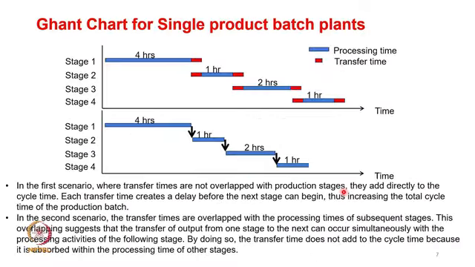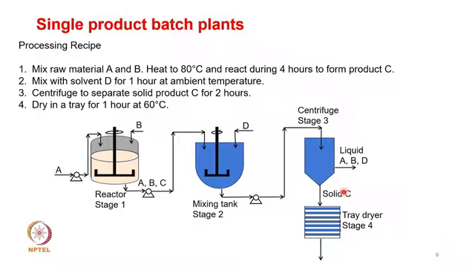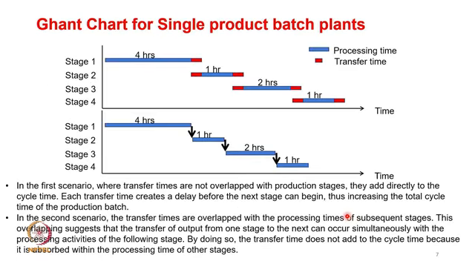Okay. So, let us see. You have 4 stages here. Stage 1 is the reactor, stage 2 is mixing, stage 3 is the centrifuge, and the 4th stage is of course the drying. And we have the time for each of them. First is 4 hours, second is 1 hour, next is 2 hours, and the last is 1 hour. So, now how do we integrate them?